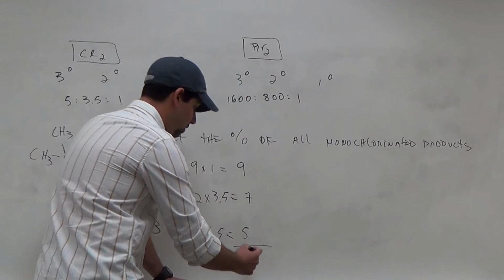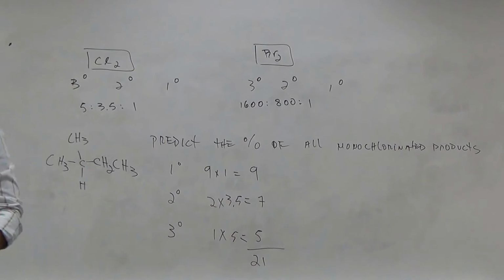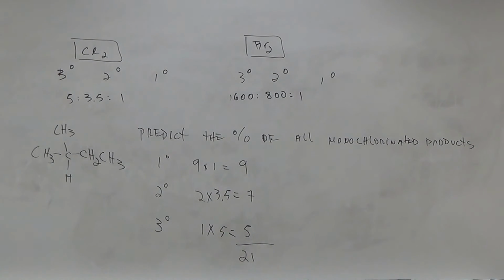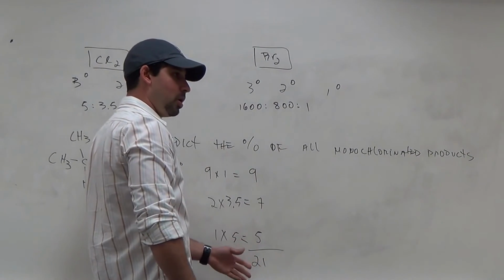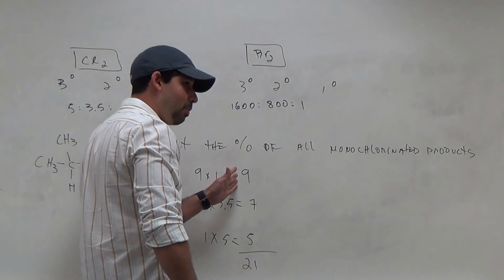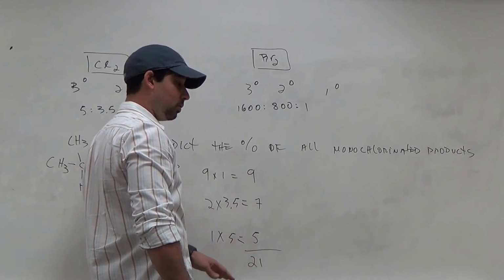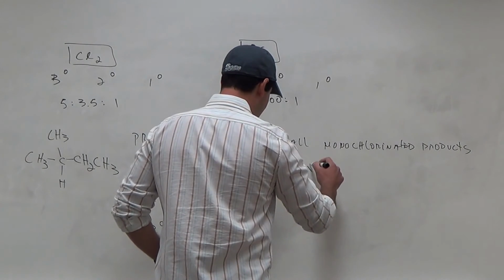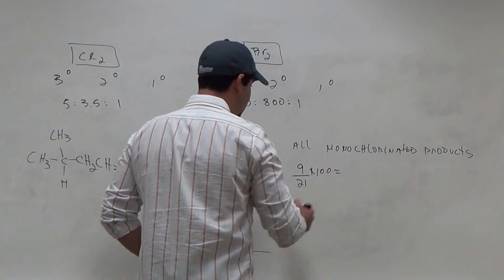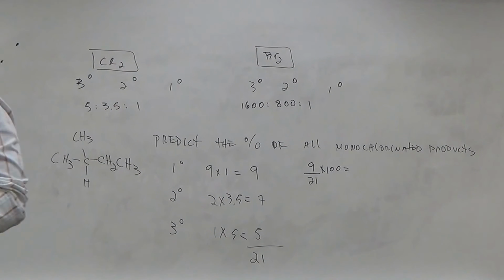Okay, so this is 21. Yes or no? Sophia, you agree? Yes, I concur. So what you are going to do now, this is the total, and you are going to divide the part by the total. So I divide 9 by 21 and multiply this times 100. What does that give you?